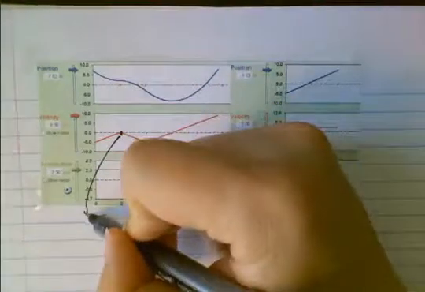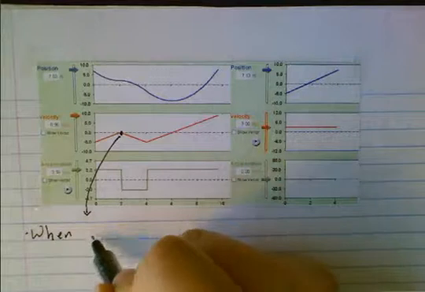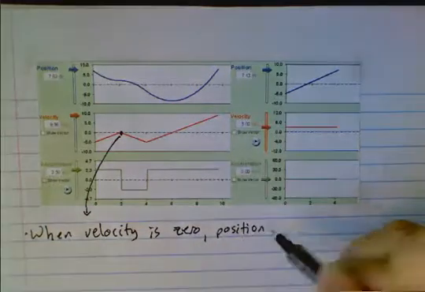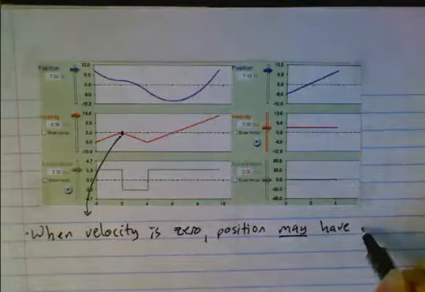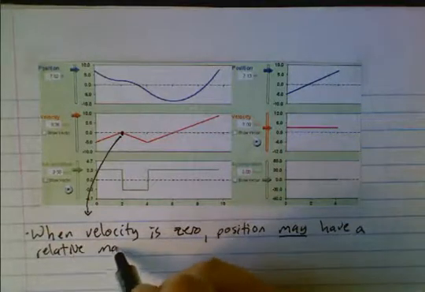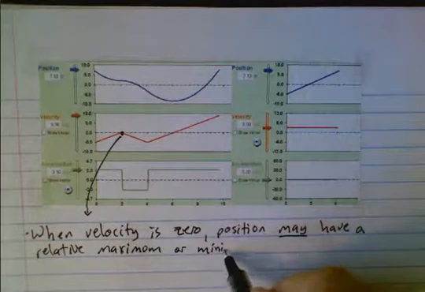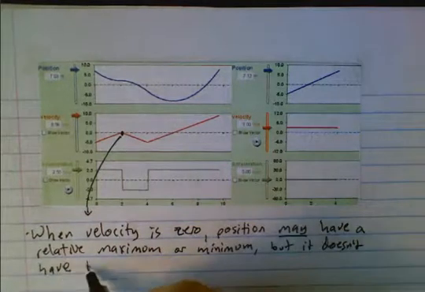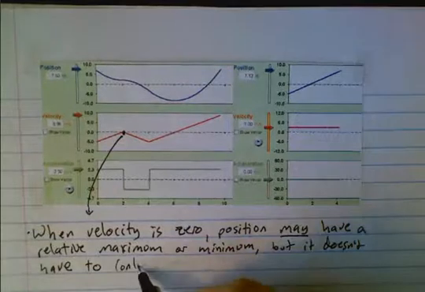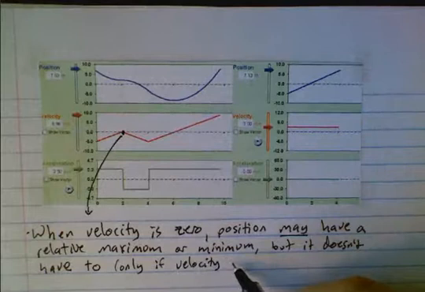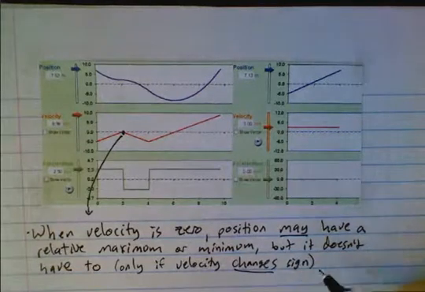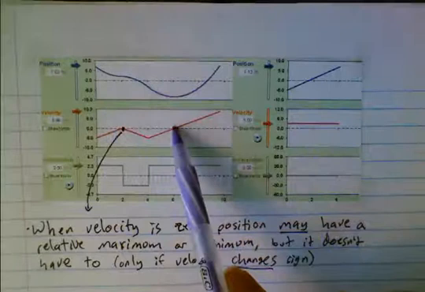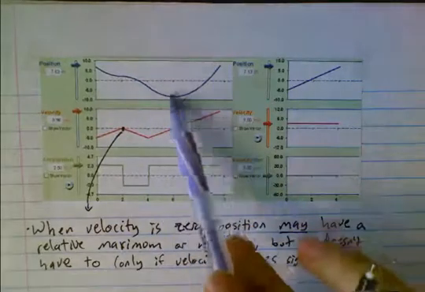So one of the key things to note here is that when velocity is 0, position may have a relative maximum or minimum, but it doesn't have to. Really, it's only if velocity changes sign. Notice that velocity is negative, then velocity is negative again. That's why we don't have a maximum or minimum here. At this 0, velocity changes from negative to positive. Lo and behold, there's a relative minimum.